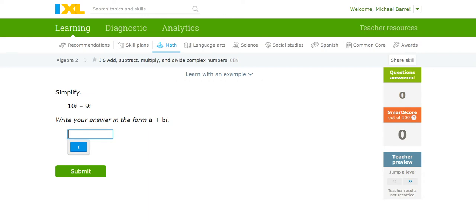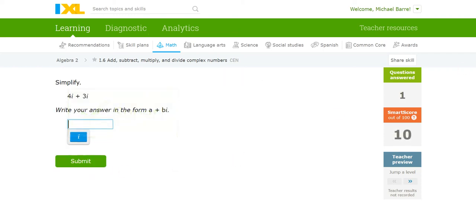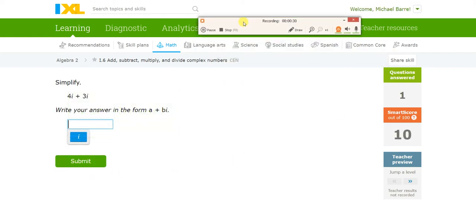All right, so we're going to simplify this. In this case, the variable i basically acts like a variable. So this is 10i minus 9i. That's just 1i, right? 10 minus 1. So 7i. Negative 2 minus 6 is negative 4i.